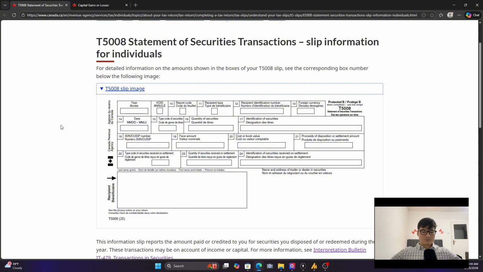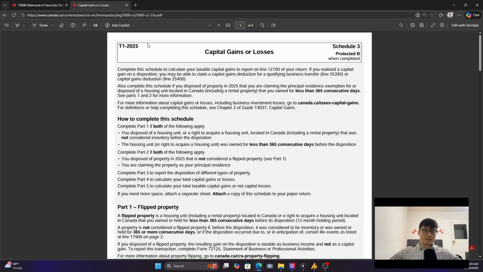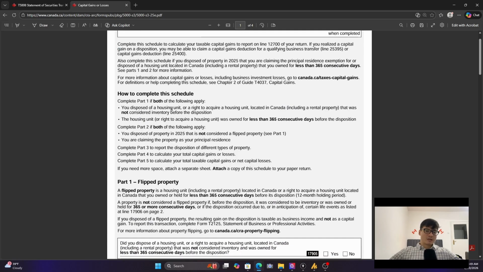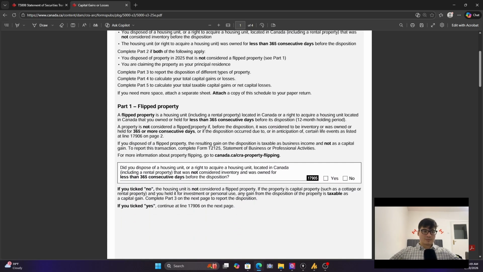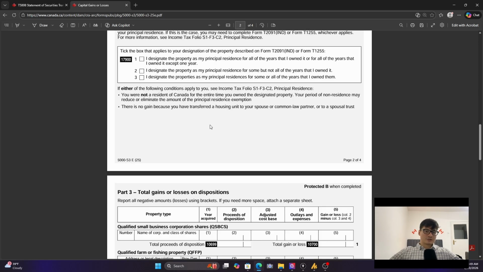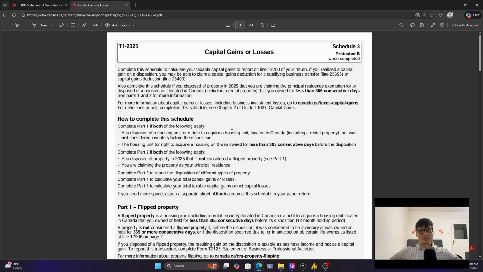So mistake number one, if we're looking at common mistakes, is reporting the T5008 as income and not putting it on Schedule 3. Maybe you report it somewhere else, but if it's capital in nature, and you're not a day trader, it's not going to be business income. It's going to be capital in nature. You're just investing.